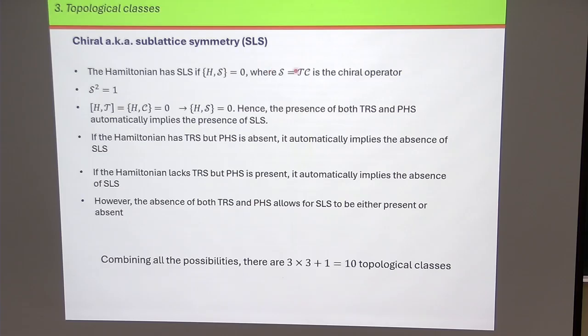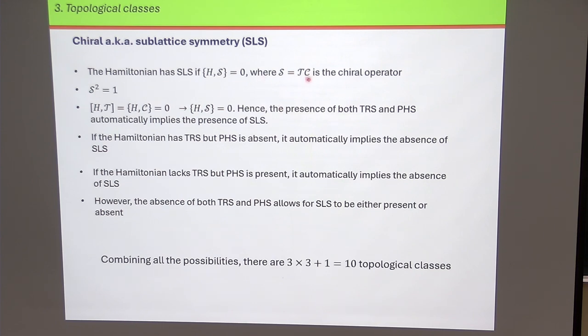So the chiral operator, you can build it like this. It's the time reversal and the charge conjugation combined. The time reversal maps your wave function at k into the wave function at minus k. Charge conjugation maps the wave function at energy E to the wave function at energy minus E. So chiral will change your wave function at k and E to your wave function at minus k and minus E, because it's the two things together.